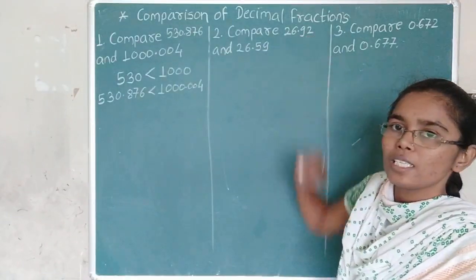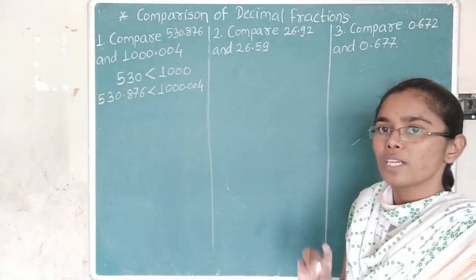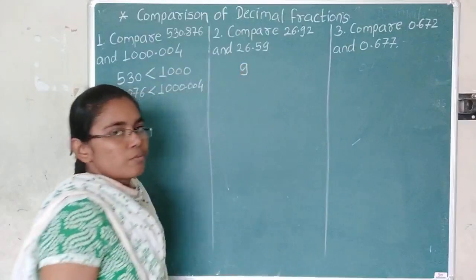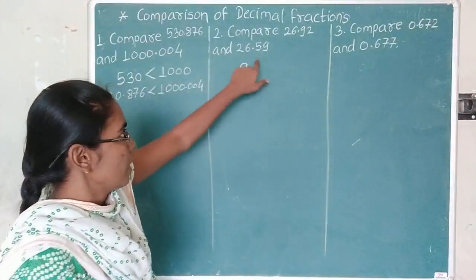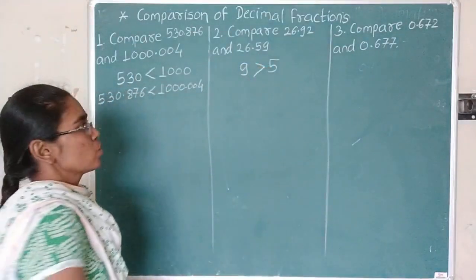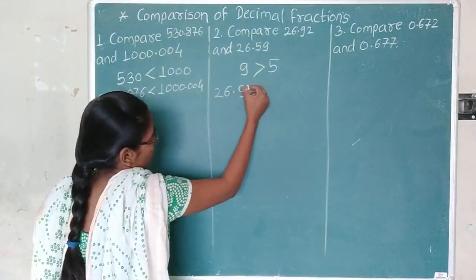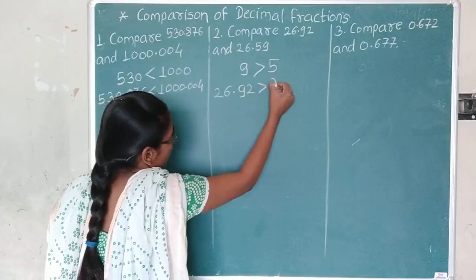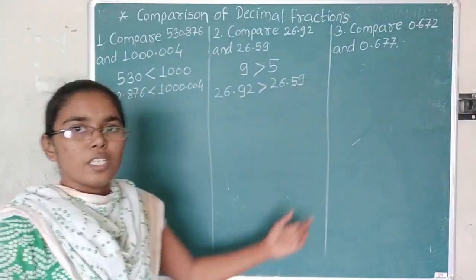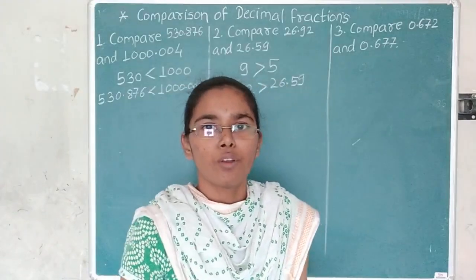First we compare the first digit after the decimal point. In this decimal number 9 is the digit after the decimal point, and for this one 5. As we know 9 is greater than 5, the same relation will hold between these 2 decimals. So 26.92 is greater than 26.59. Now in this example we have both the whole part as well as the decimal part different from each other.